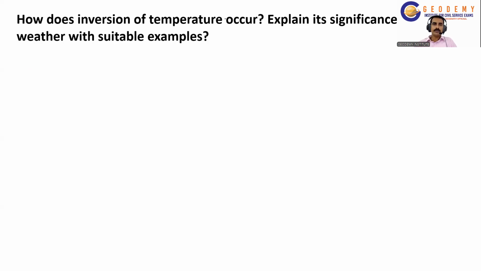So actually this question is to the level of general studies only. It is a question for 15 marks. First of all, we should give a small intro about what is the inversion of temperature, and then we should explain how it occurs. Then with suitable examples, we should explain the significance on the local weather.